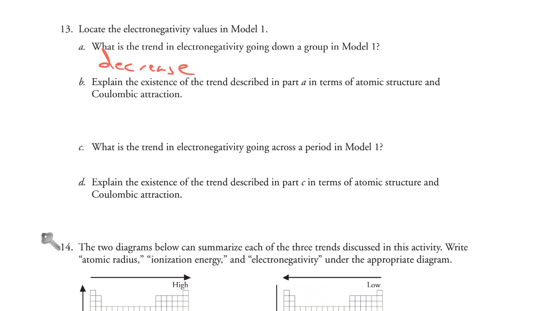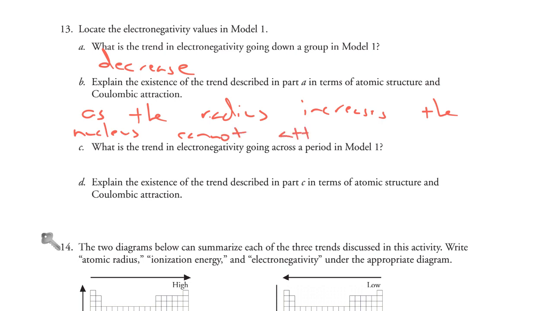So that's why we see it decreasing. Explain the existence of this trend described in part A in terms of atomic structure and Coulombic attraction. As the radius increases, the nucleus cannot attract more electrons just due to distance. So what is the trend in electronegativity going across a period in Model 1?